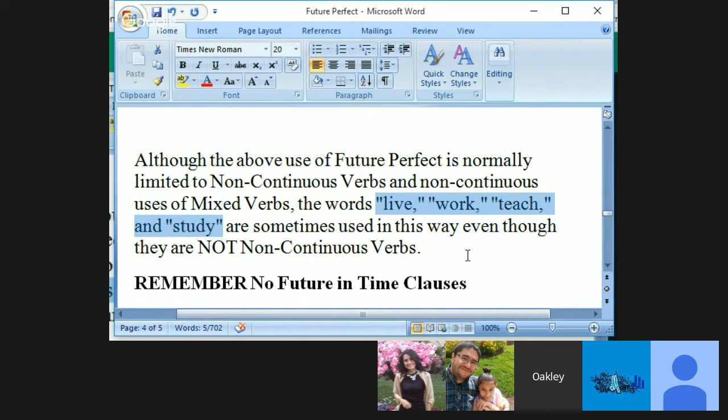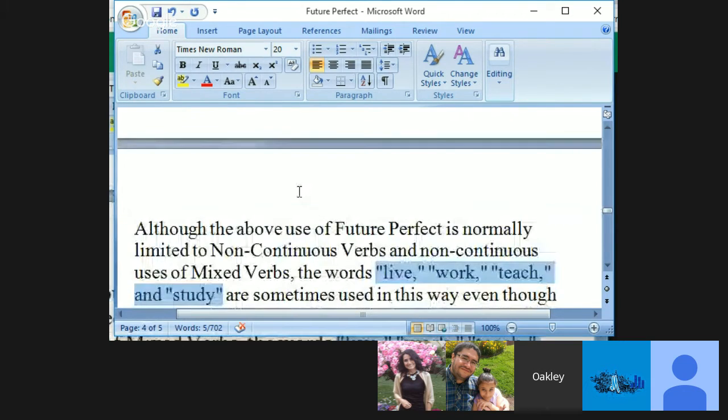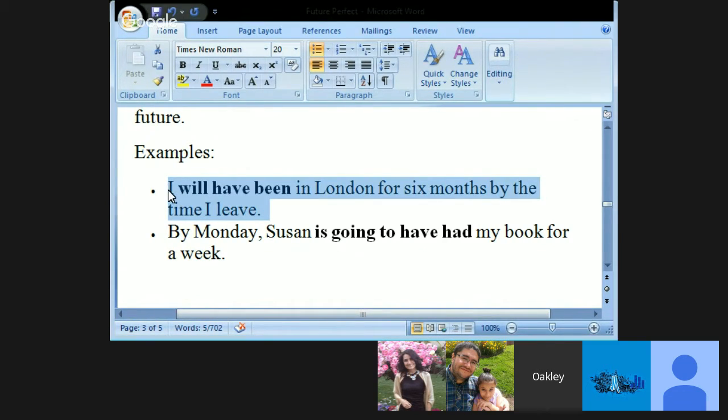So it makes no difference whatsoever. Okay, if you want to say, I will have lived in London for 6 months by the time I leave, or I will have been living in London for 6 months by the time I leave. Really doesn't matter. It's your choice. It makes no difference. Either one is perfectly okay and acceptable.